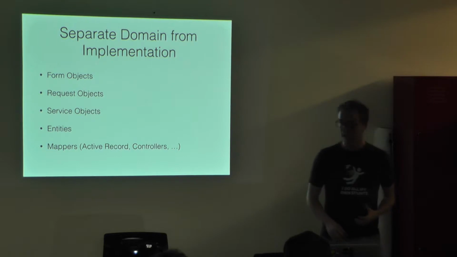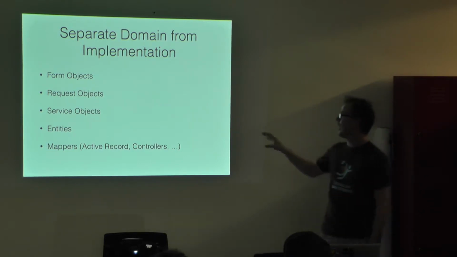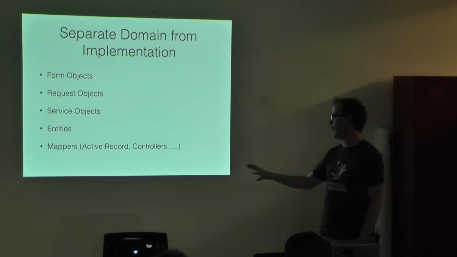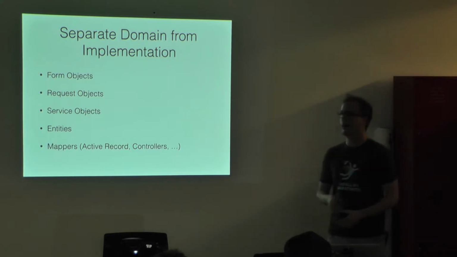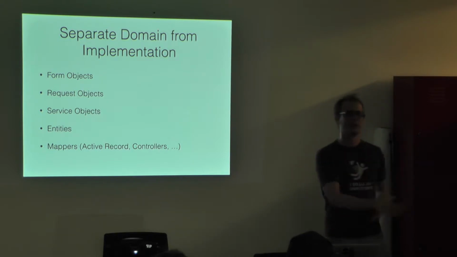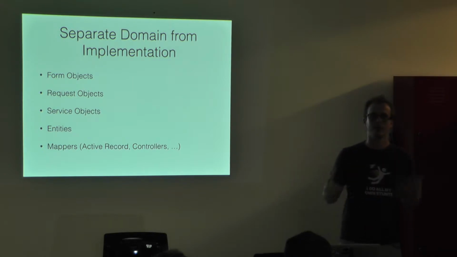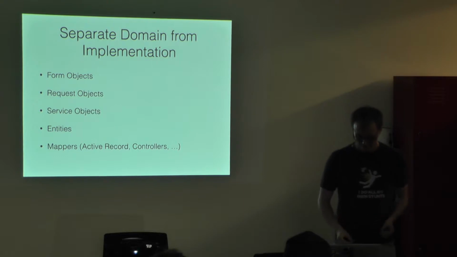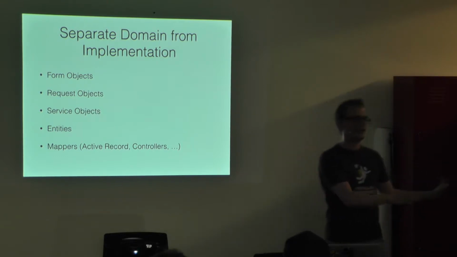So, again, the list: form objects, request objects, service objects, entities, and then a whole bunch of mapper type objects, like active record, which is allowed as your model layer. You have your controllers, you might have your mailers, you might have mappers in between mappers if you need to, rescue, Redis, etc. Those things still exist, but they should just be mapping one thing to another. If I got it right. Again, that was last week that I was watching that.